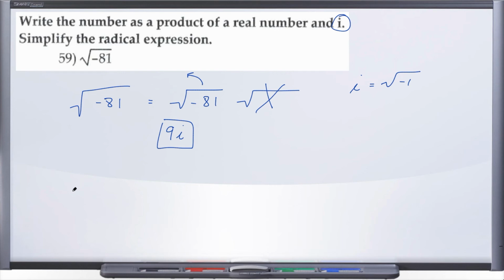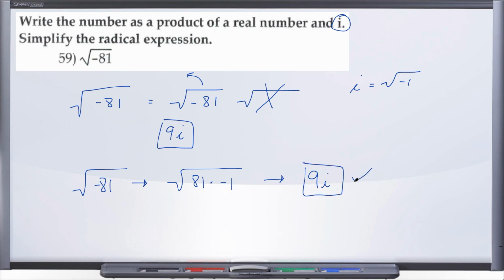Or what you can do is we can go back to the beginning. So negative 81. And what you can think of this as doing is saying, all right, well, here we're going to have 81 times negative 1. 81 is going to come out as that 9. Negative 1 is going to come out as that i. And so we still arrive at 9i either way.